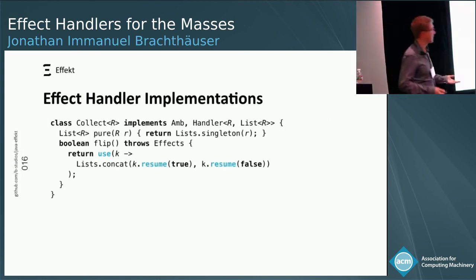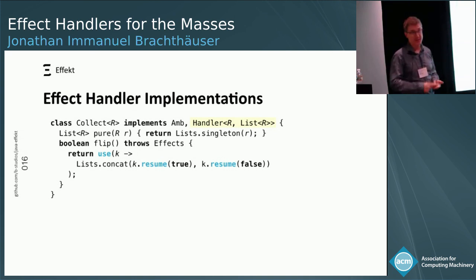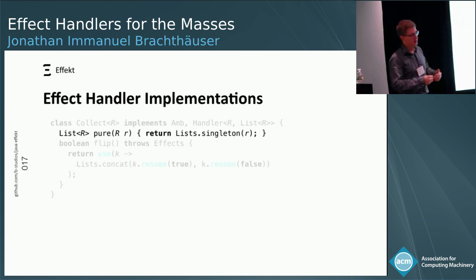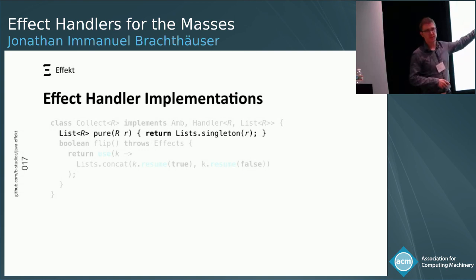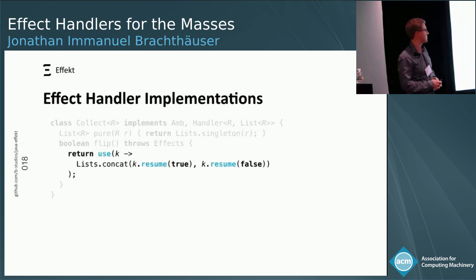For a concrete implementation of this collect handler, we again extend our handler interface here, which goes from R to a list of R. And since we extend this interface, we need to implement two different things. One, we need to implement this method pure. Pure translates a program which does not have any further effects into the Effekt domain. So here, the pure result R will be wrapped into the singleton list. And of course, we also need to implement our Effekt operations, which in this case is flip.